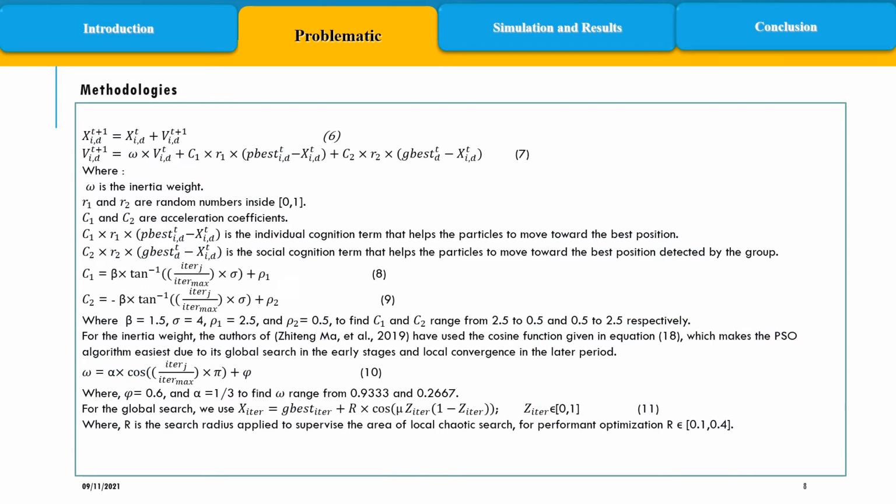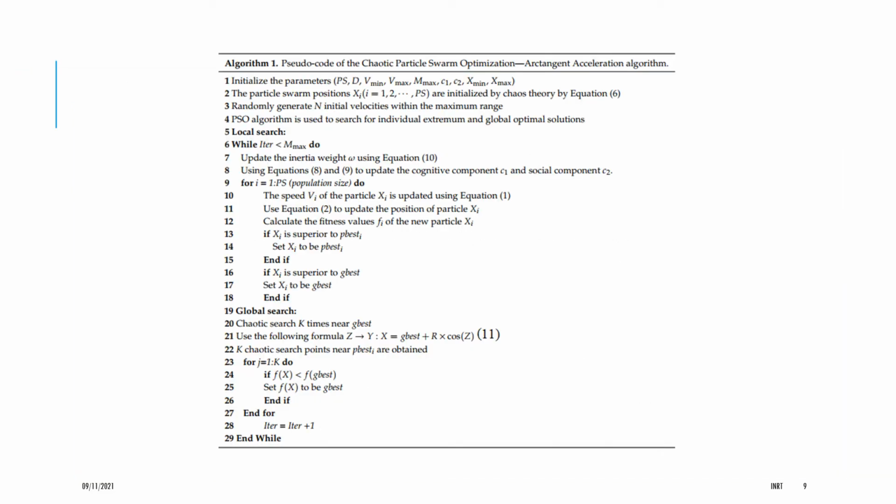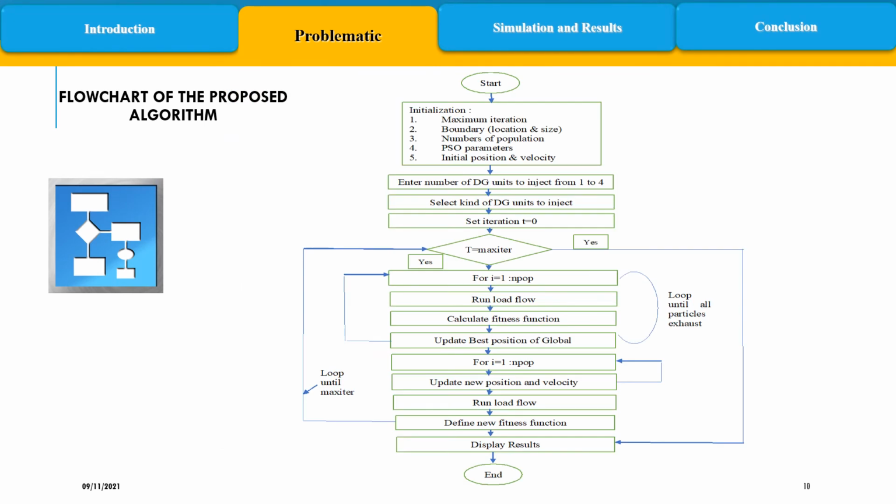The methodology used in this study is to update the cognitive, individual, and social parameters. Also, we adjust the inertia weight coefficient to update the position of the possible new particle solutions. Our algorithm is as shown in the following figures. These figures show the flow chart of our proposed algorithm.